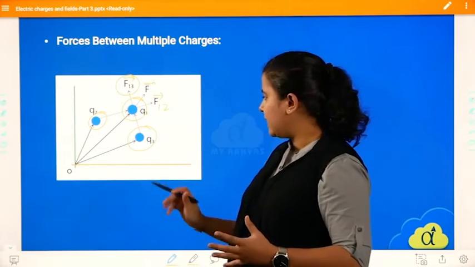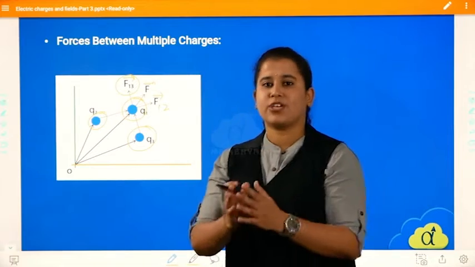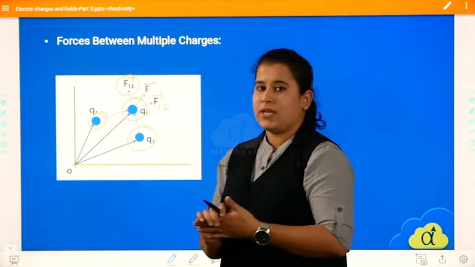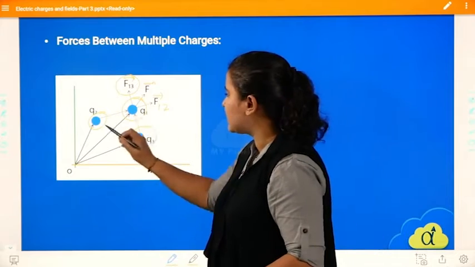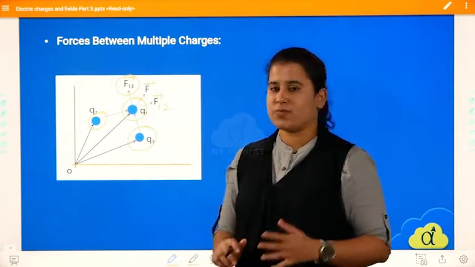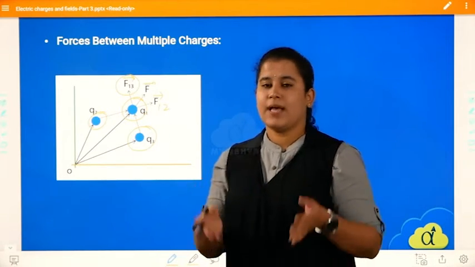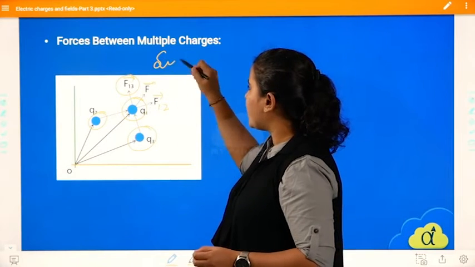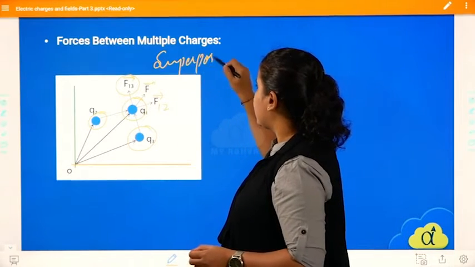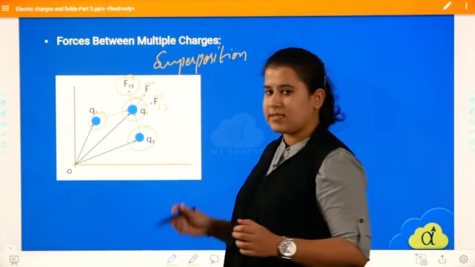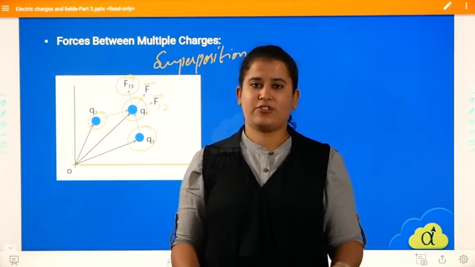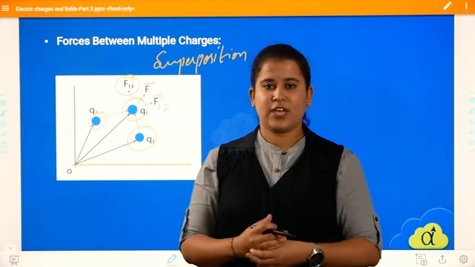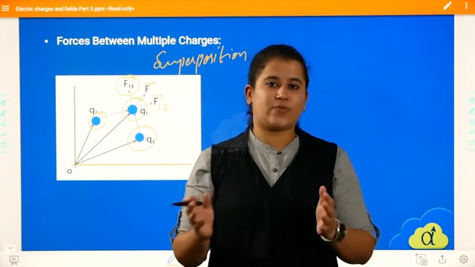So what is happening here? When I bring this Q3 charge into the space, that is, into the influence of Q1, that is not disturbing Q2 and Q1. The force between Q2 and Q1 is not disturbed by the charge Q3. That is why we call it the superposition principle. The superposition principle is, whenever you bring a charge into the vicinity of another charge, the force is individually independent.